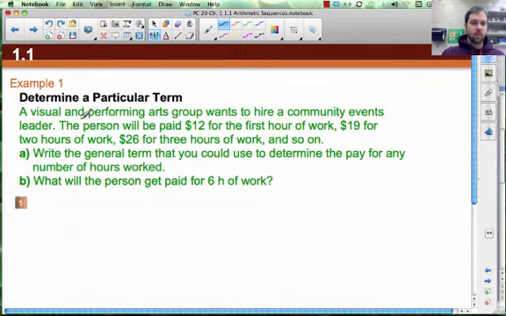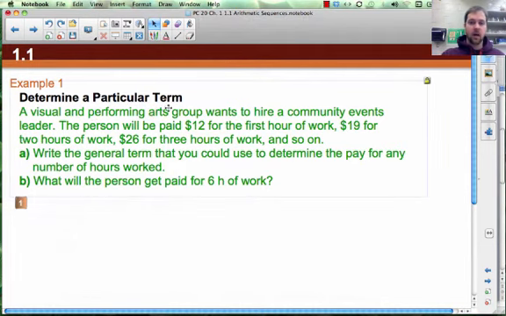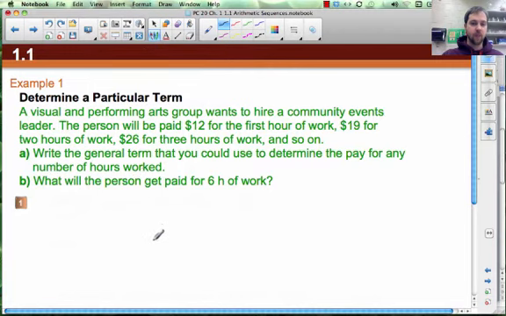Here's an example. A visual and performing arts group wants to hire a community events leader. The person will be paid $12 for the first hour of work, $19 for 2 hours of work, $26 for 3 hours of work, and so on. So, write the general term that you could use to determine the pay for any number of hours worked. What will the person get paid for 6 hours of work? So let's start with question A here.